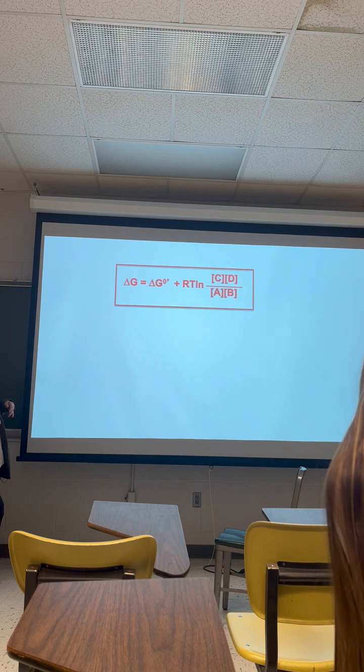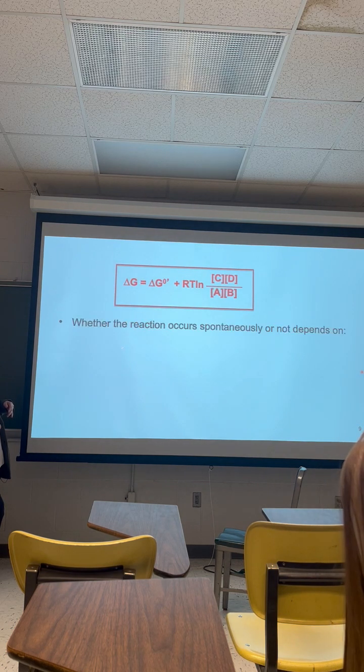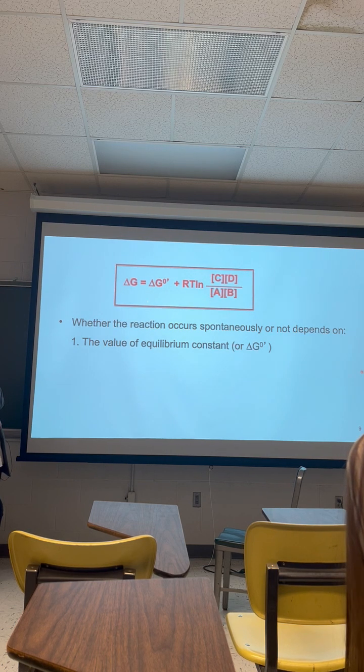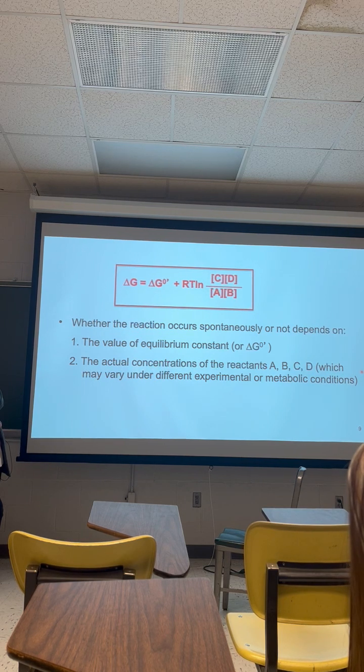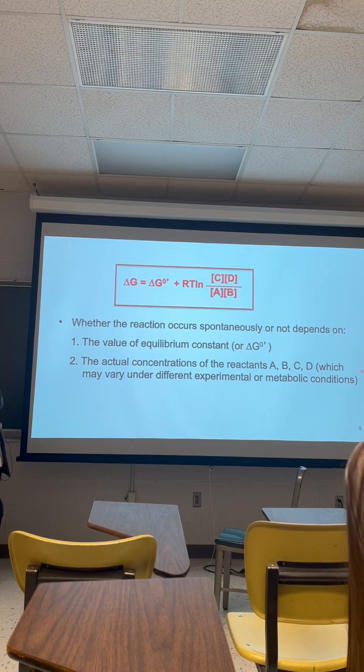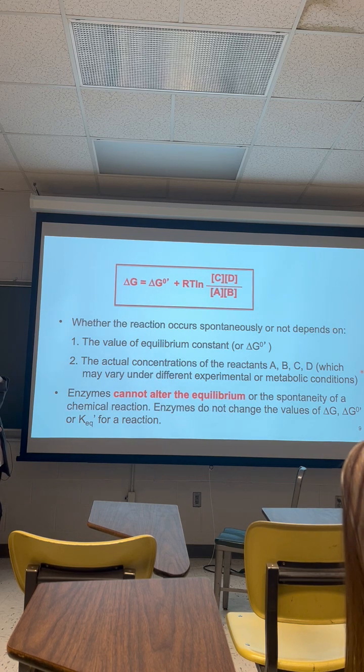Now, let's look at this equation. Whether the reaction occurs spontaneously or not depends on delta G0 prime, which you have to know. And this is not enough, you need to know the actual concentrations of A, B, C, and D. And in general, they are not equilibrium concentrations. That can be anything.